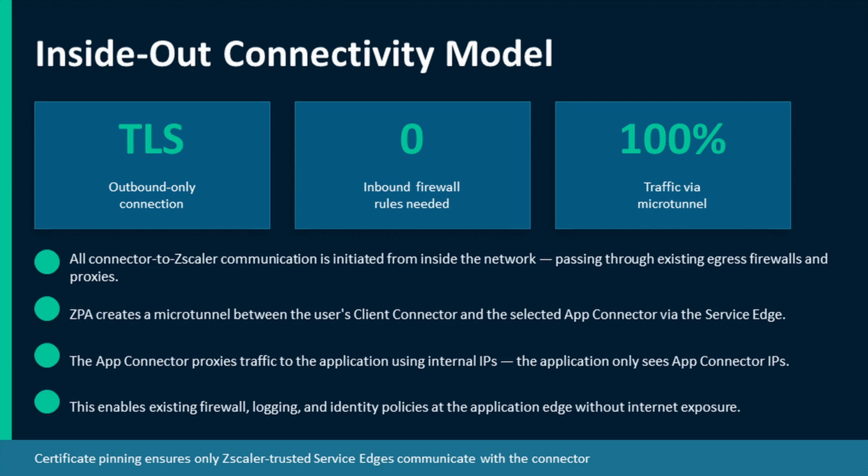Here's how it works in practice. All communication between the connector and Zscaler is initiated from inside your network. It passes through your existing egress firewalls and proxies, just like any other outbound HTTPS traffic. When a user session is established, ZPA creates a microtunnel between the user's client connector and the selected app connector via the service edge. The app connector then proxies the traffic to the application using internal IPs. From the application's perspective, all connections come from the app connector, not from the internet.